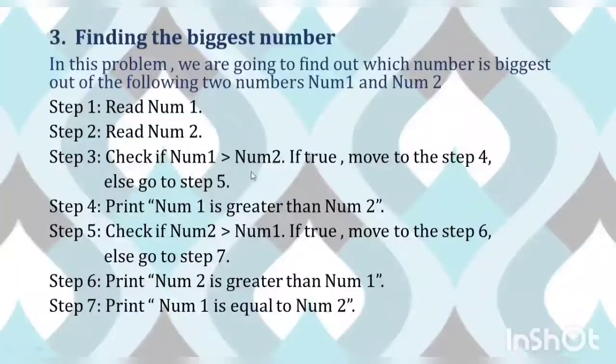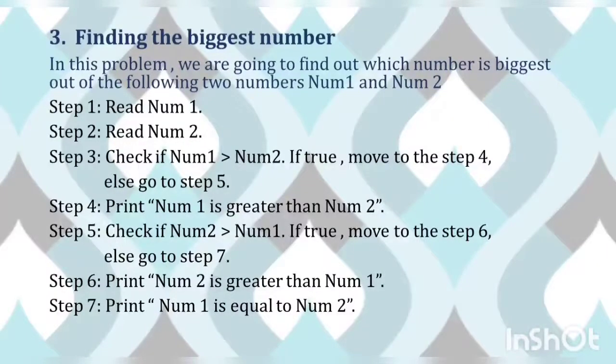Check if num1 is greater than num2. As we have to find out the biggest number, we are comparing num1 and num2. If num1 is greater than num2, then if true, move to step 4, else go to step 5. If it is true, that is, if num1 is greater than num2, then you have to move to step 4, that is, print that num1 is greater than num2. So you have got the result, that is, num1 is the greatest one, num2 is the smallest one. So you print the result as num1 is greater than num2.